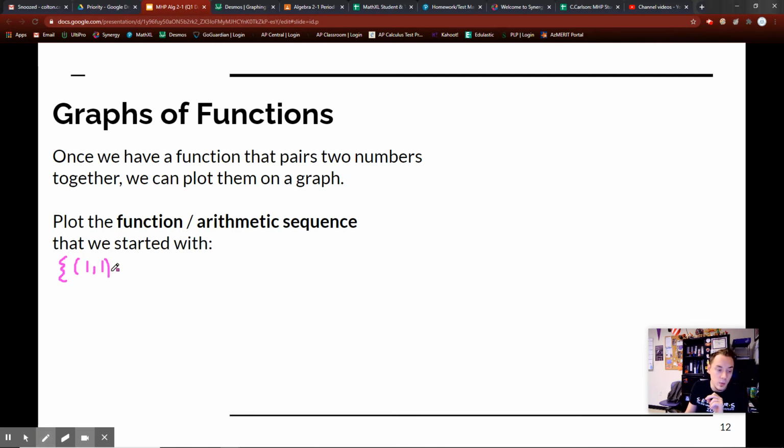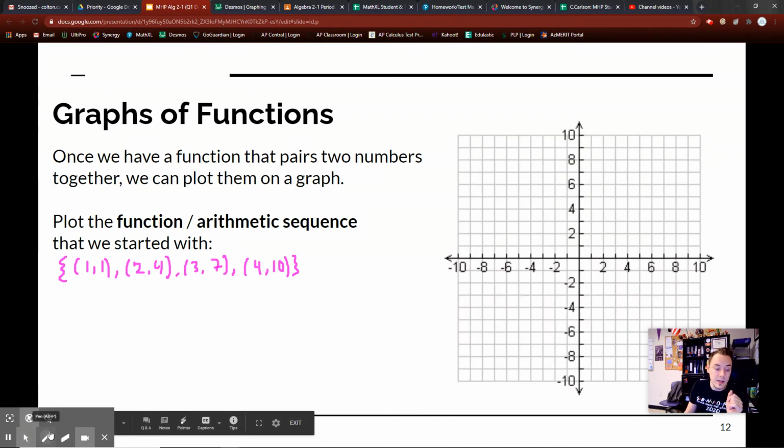So 1, 1. I'm just rewriting it. We're coming back to that original relation, the original ordered pairs that we had on the second slide. And then we had 3, 7, and then we had 4, 10. I'm going to leave the 100 out and the 5 out for now. But these are some of them that we did. All right, now let's graph this beast.